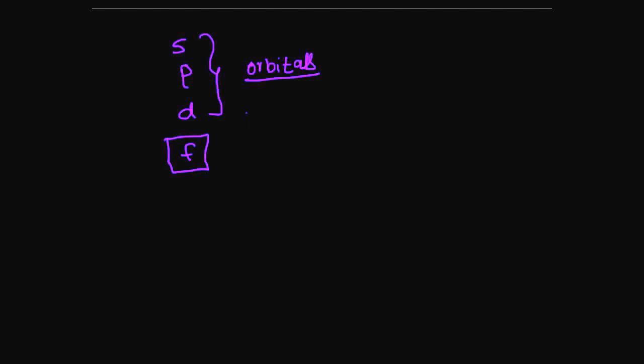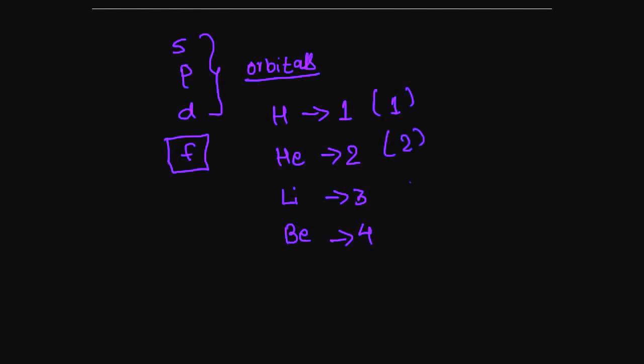Now, let us consider the first 4 elements: hydrogen, helium, lithium, and beryllium. As you all know, hydrogen has 1 electron, helium has 2 electrons, lithium has 3 electrons, and beryllium has 4 electrons. You may also choose to write it as 1 for hydrogen, 2 for helium, 2, 1 for lithium, and 2, 2 for beryllium.